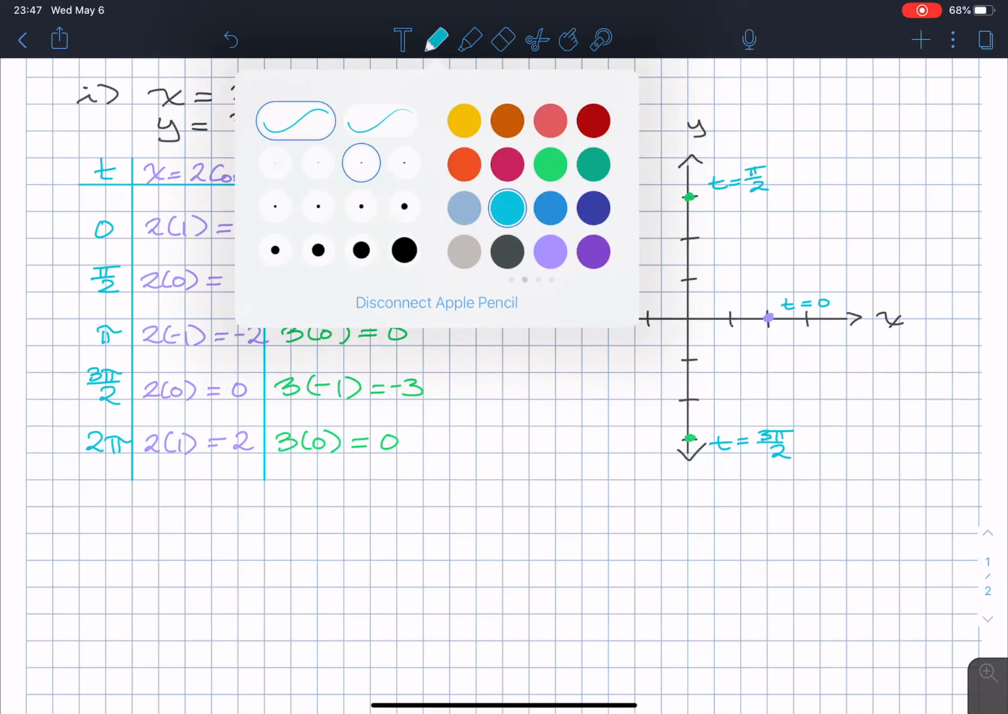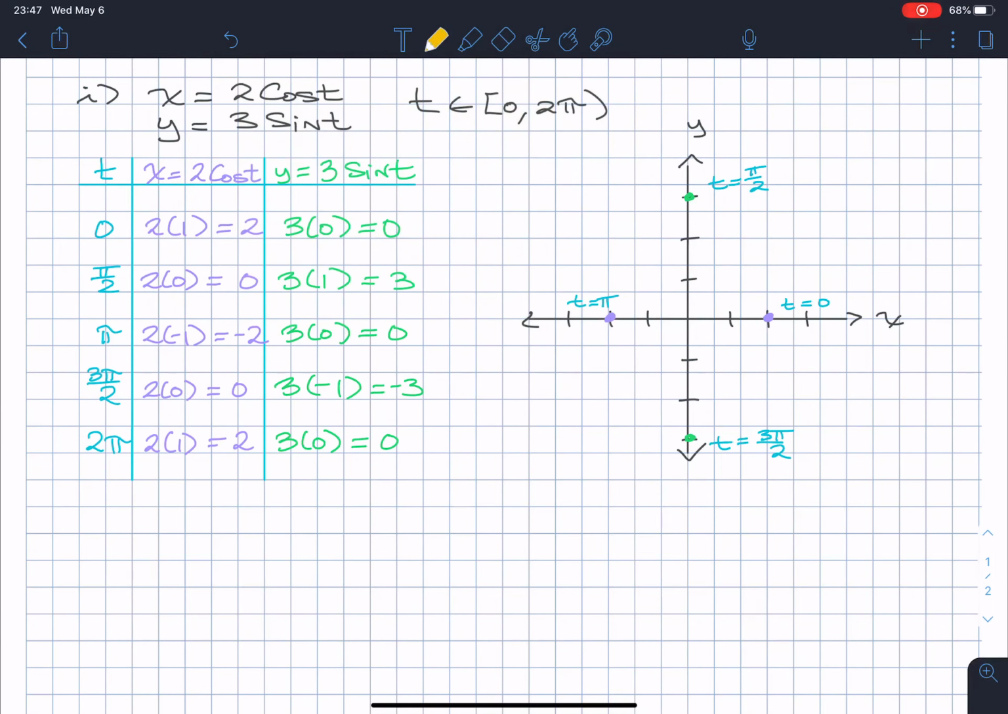So what I have is a graph. Maybe I'll do this in orange. That looks something like so. It starts on the x-axis, goes up to the y, then to the negative x, negative y, and then full circle. So what has happened is I have a direction that this goes in as my values of t increase.